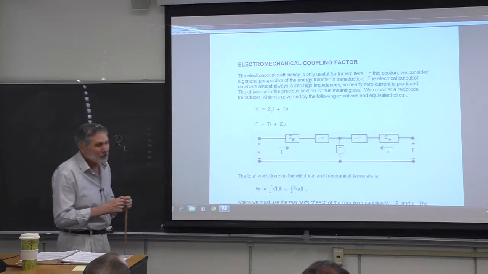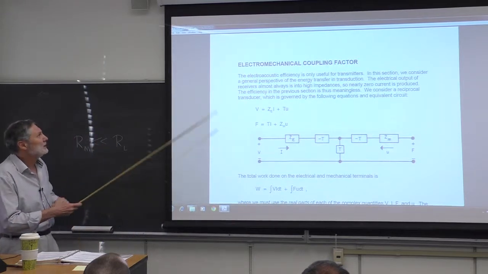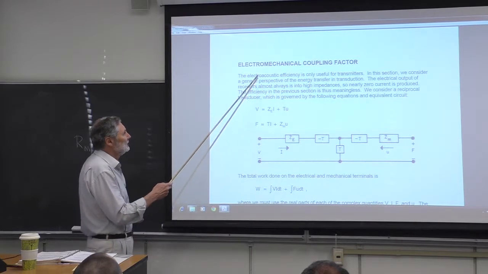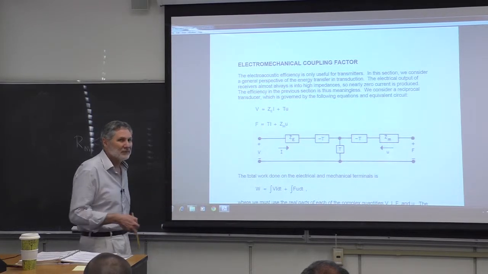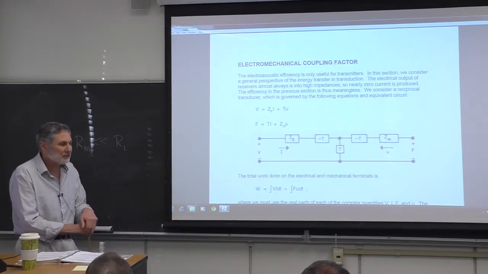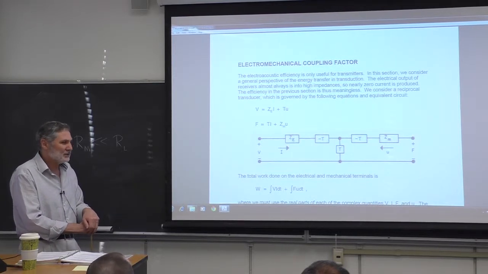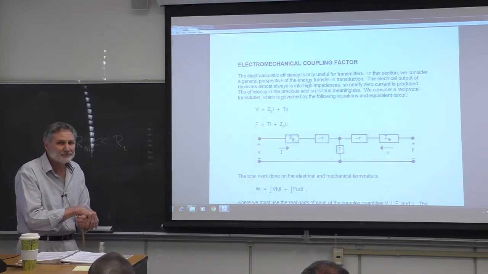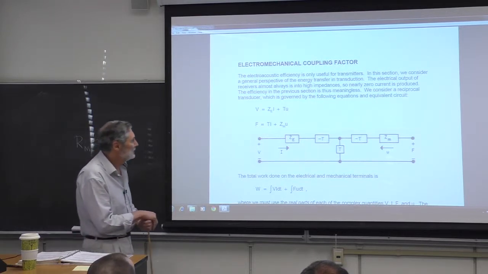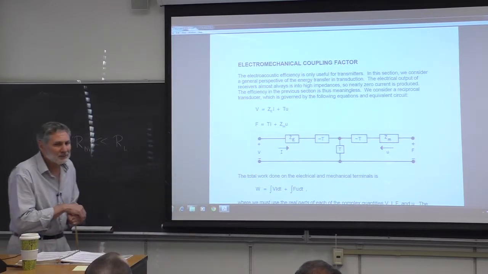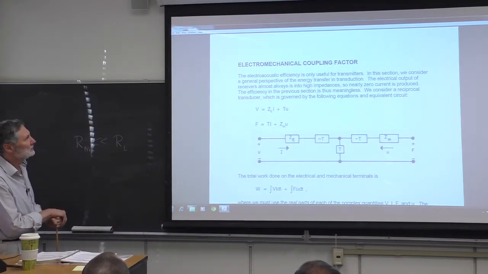And there is a more general way of looking at this. And it leads to what's called the electromechanical coupling factor. We've actually, I think, seen this before, but this is where we semi-properly introduce it. It's this K quantity, often denoted by lowercase k. So that's what we're going to talk about now. And this is an important quantity. It comes up a lot in sonar transduction.